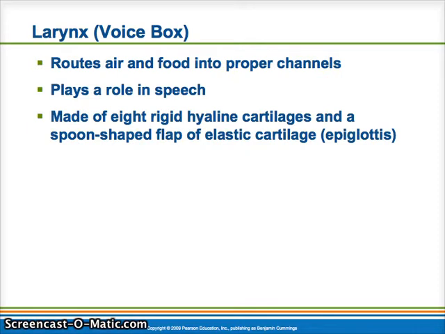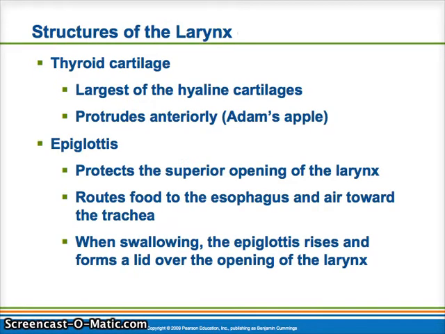The next part is referred to as the larynx, otherwise known as the voice box. This plays a role in speech. Structurally, the larynx is put together by what's called thyroid cartilage. Thyroid cartilage is hard cartilage, and it protrudes out anteriorly and forms your Adam's apple.